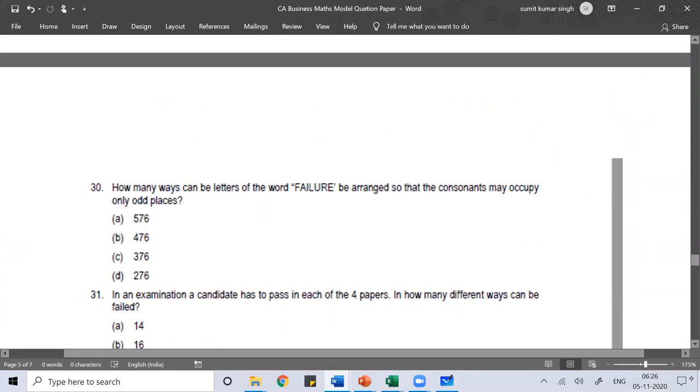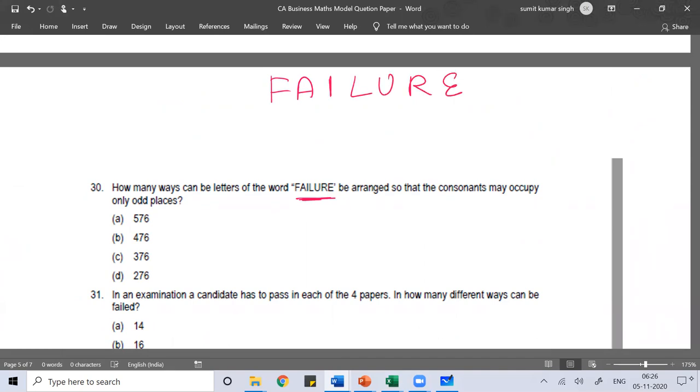Then question number 30, you can see: how many ways can the letters of the word FAILURE be arranged so that the consonants always occupy the odd places? So these are places 1, 2, 3, 4, 5, 6, 7.